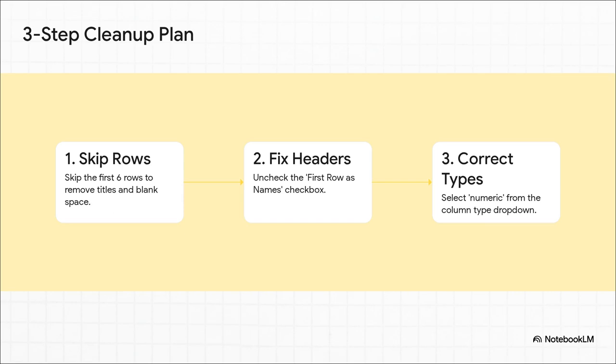It's just a 3-step plan. Step 1, we tell it to skip the first 6 rows. Done. Step 2, we uncheck the first row as names box, because that's not our real header row. And step 3, we literally just click on the column types and change them from character to numeric. And you see all these changes happening in real time in the preview window.